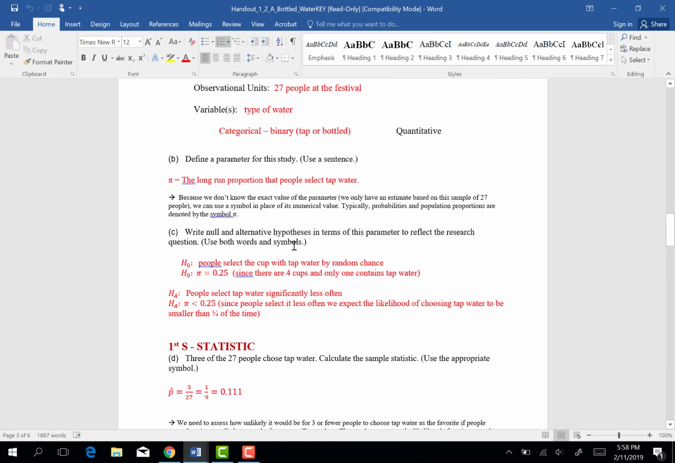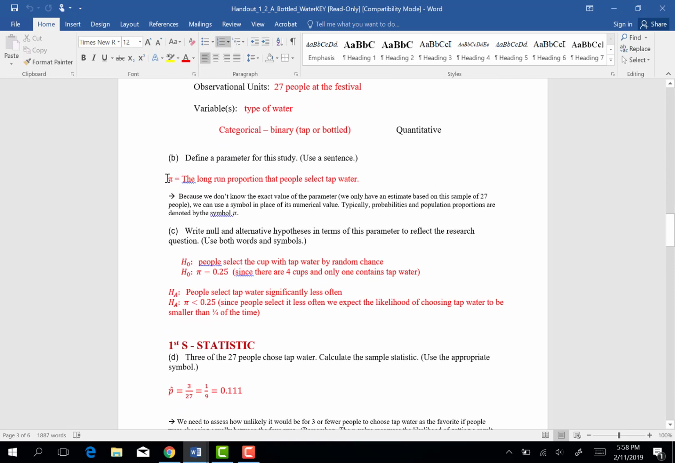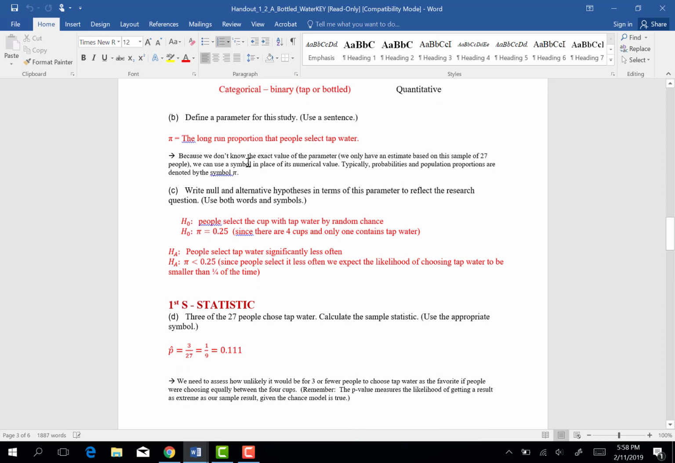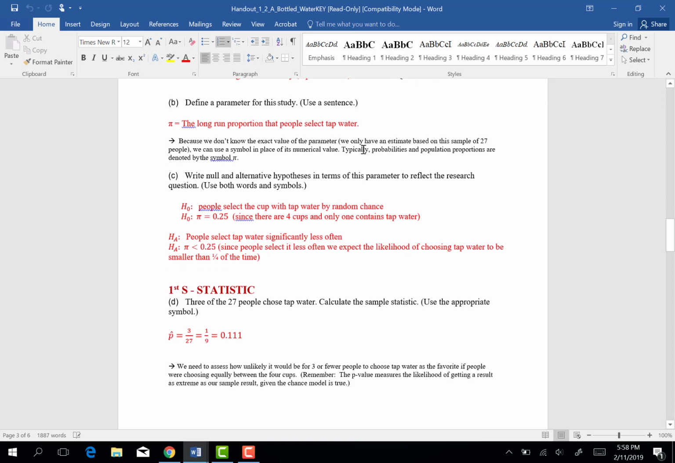A parameter for this study will be the population proportion, so pi, the long run proportion that people select tap water. Remember, pi refers to the entire population. And we don't know the number for the entire population, but we can infer it based on the sample.